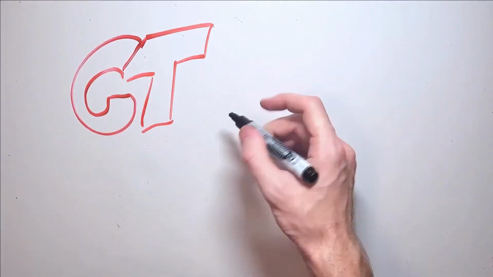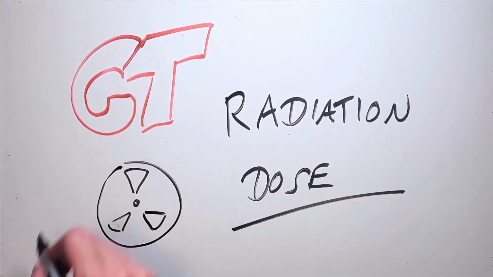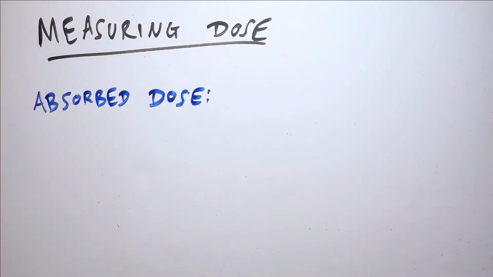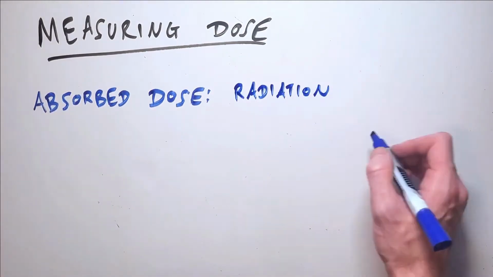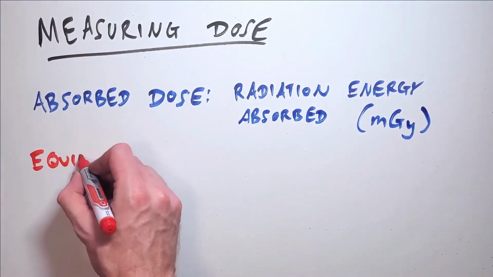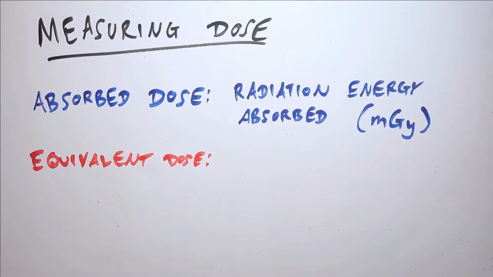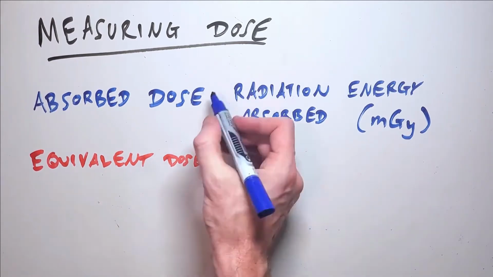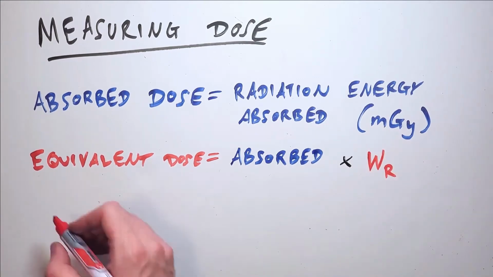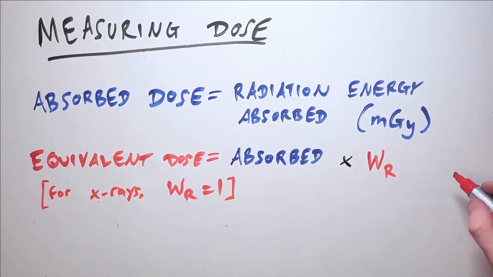Radiation dose in diagnostic imaging is described by three metrics: absorbed dose, equivalent dose, and effective dose. Absorbed dose is a description of the absolute amount of radiation absorbed by a patient measured in milligrays. Equivalent dose takes the absorbed dose multiplied by a weighting factor specific to the type of radiation being used. In the case of X radiation, this weighting factor is conveniently 1. Equivalent dose is measured in millisieverts.